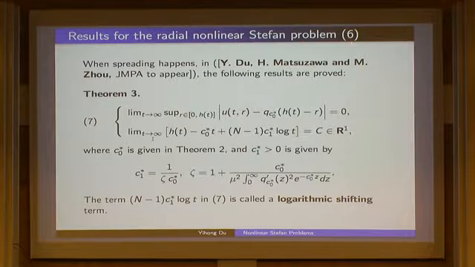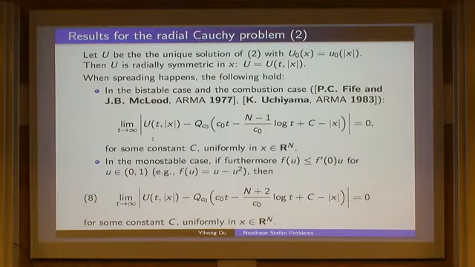So in the radial Stefan problem, this profile is kind of synchronized. Of course, these C0 star, C1 star change when you change the nonlinearity, but the result is always in this uniform fashion. So there's no difference between monostable, bistable, and combustion in the form of this result. But for the Cauchy problem, there's a big difference.